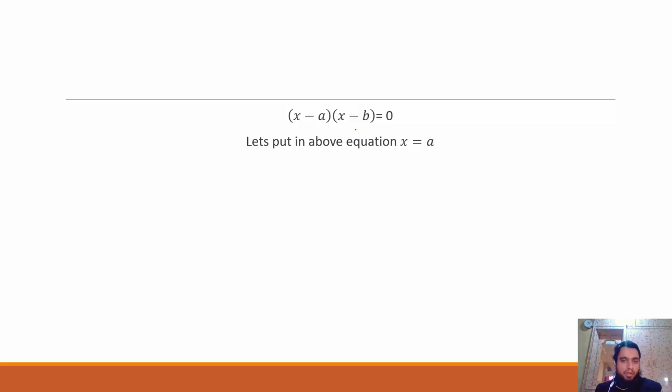(x minus a)(x minus b) is a quadratic equation. Let's put x is equal to a in this equation. So it is (a minus a) into (a minus b), so 0 into (a minus b) is 0. That means x is equal to a is the solution of this equation.